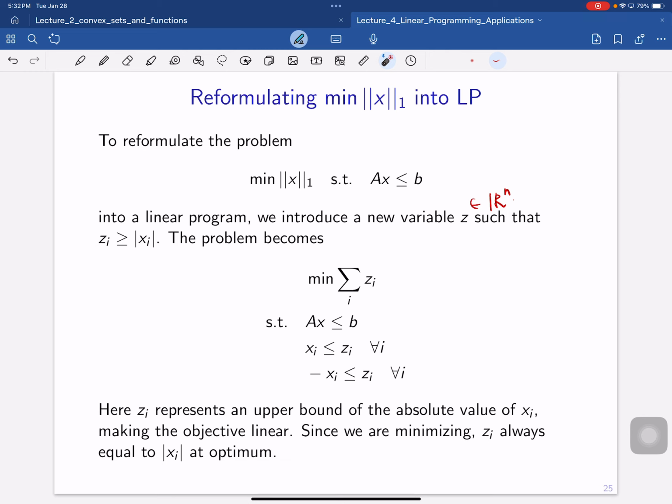But now, let's think about the following problem. This is a separate problem. Think about if we are maximizing the 1 norm of x subject to Ax less than or equal to b. Can this problem be reformulated as a linear program?